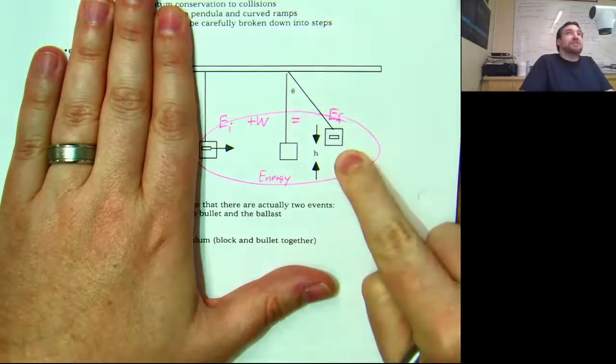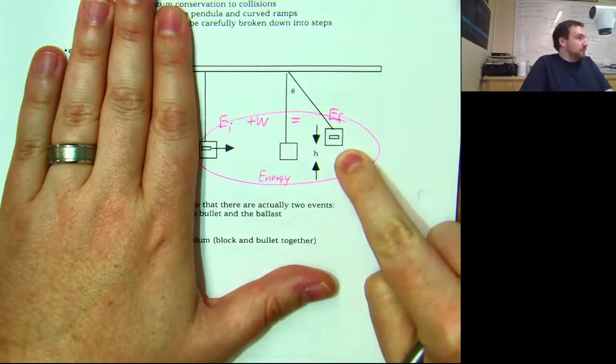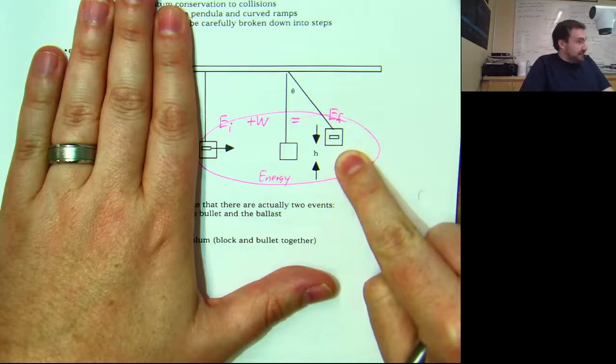What kind of energy is present at the end here? There's only going to be potential, because at the maximum height, what's true? It has no more kinetic energy. At the maximum height, all the kinetic's been turned into potential. Okay?